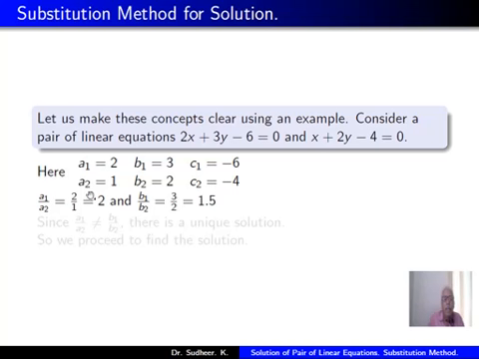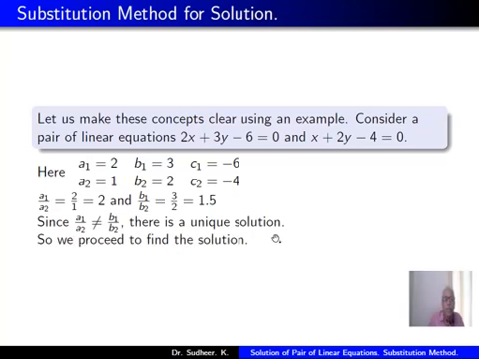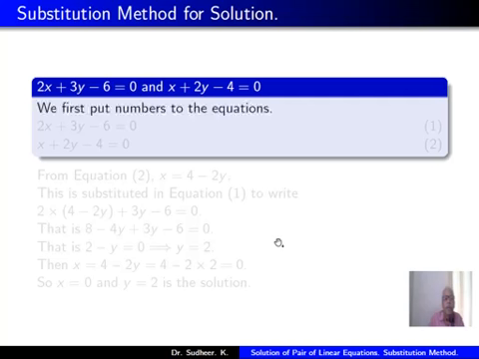So, a1 by a2 equal to 2 by 1 equal to 2 and b1 by b2 equal to 3 by 2 equal to 1.5. Clearly, 2 and 1.5 are different, that is, a1 by a2 and b1 by b2 are different. Since a1 by a2 not equal to b1 by b2, as per our theory, there is a unique solution, and so we can follow the substitution method to find the solution. So let us see how that works.